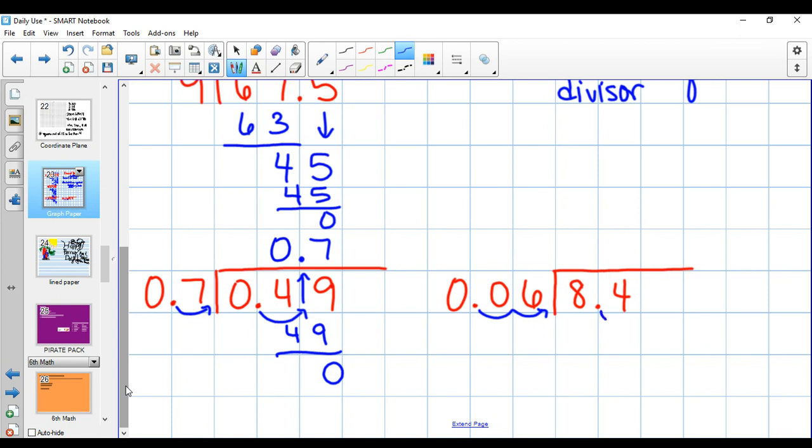Now I have to move this decimal place 2 places, fill in that empty place with a 0, move my decimal up top. 6 will go into 8 1 time. 6 will go into 24 4 times. Subtract, that becomes 0, but I still have this place here. How many times will 6 go into 0? 0 times. So my answer is 140.